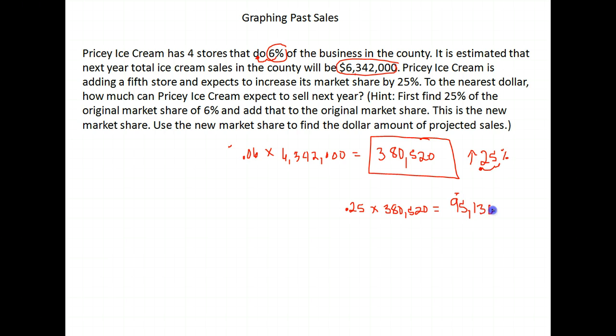We get $95,130. So this is how much additional sales adding that store is going to do for them. So now they are going to do the $380,520 that they did before, plus $95,130 that they are adding with that additional store. We're going to add those together and we get $475,650.